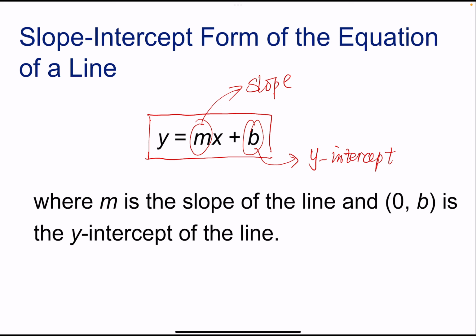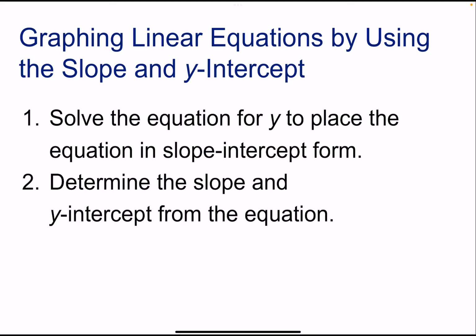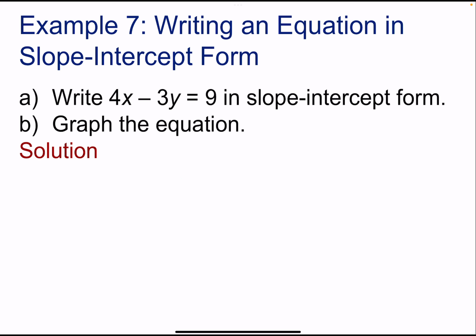So let's look at this. How can we graph a linear equation using the slope-intercept form? Well, you first need to find the slope-intercept form, right? To find the slope-intercept form, you need to solve for y. Then you determine the slope and the y-intercept, and then you can find 2 points. Then you can plot the line, because that's the step. Okay, so let's see. We want to first write this.